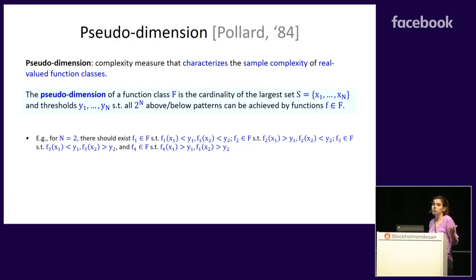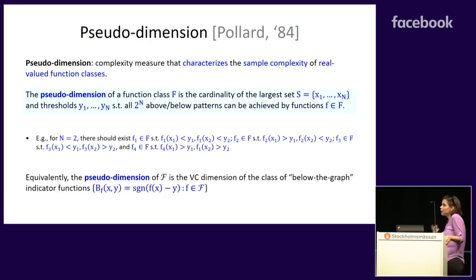achieves the above pattern. So again, the pseudo-dimension of a class of real valued functions f is just the cardinality of the largest set that can be shattered in a real value sense by functions in f. And if you think about it, equivalently, the pseudo-dimension of a class of functions f is just the VC dimension of the below the graph function, where we just add y as an additional feature to the example x and the value of the function is just the sign of f of x minus y. So any point below the graph of the function will be labeled as positive, and any point above the graph of the function will be labeled as negative. So it's just very natural.